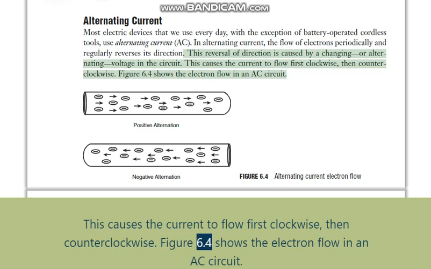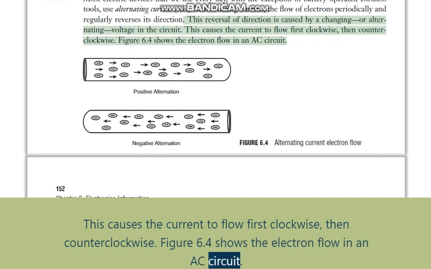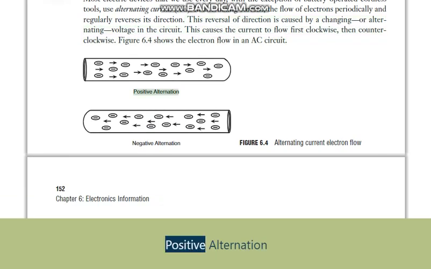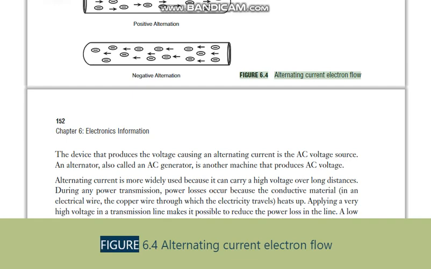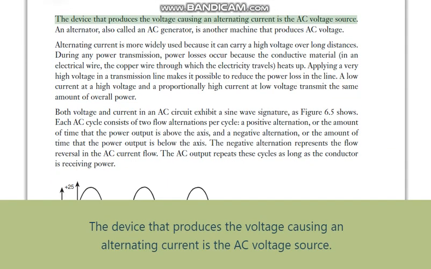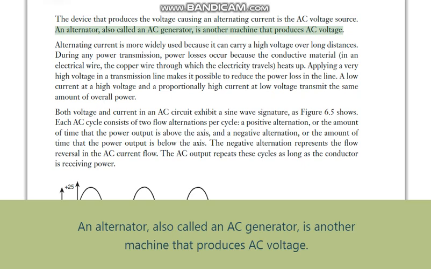Figure 6.4 shows the electron flow in an AC circuit. Positive alternation. Negative alternation. Figure 6.4, alternating current electron flow. The device that produces the voltage causing an alternating current is the AC voltage source. An alternator, also called an AC generator, is another machine that produces AC voltage.